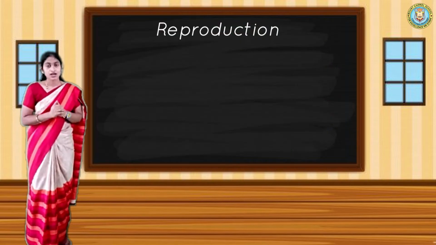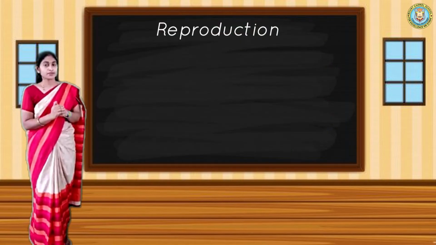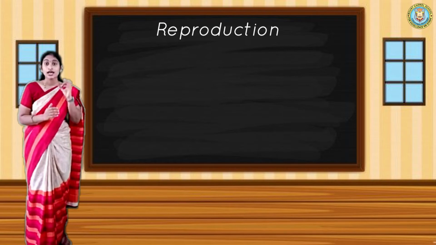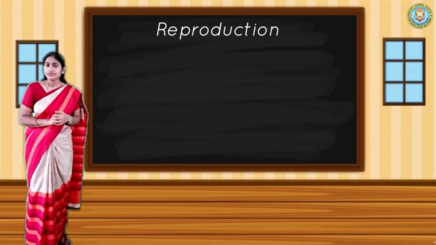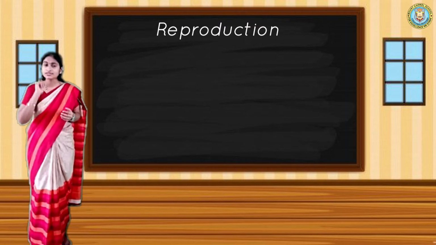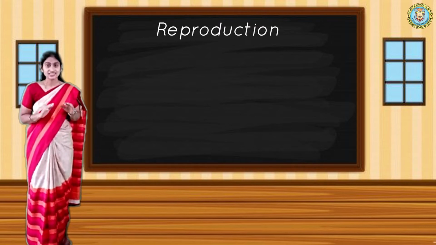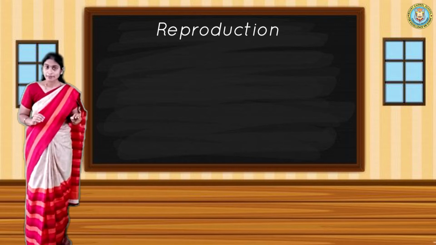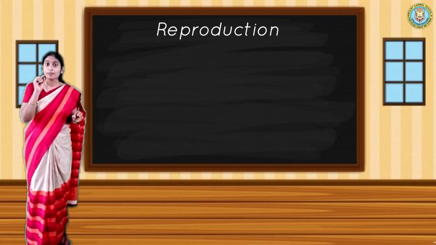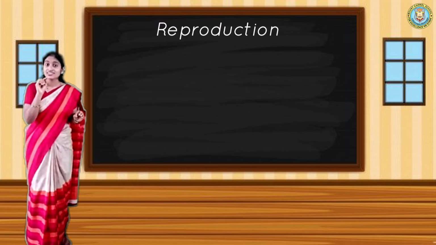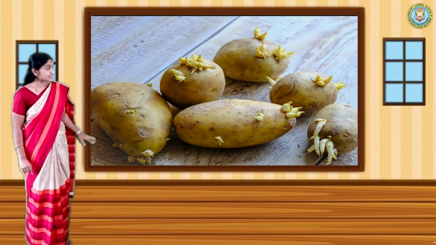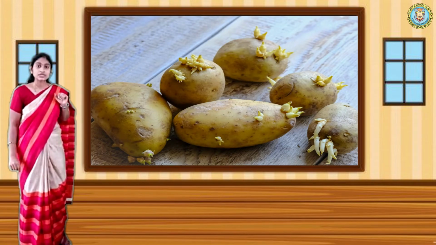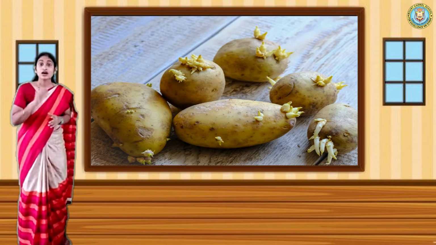Let us move on to the next example. Have you seen a potato? And in that potato, have you seen the small buds? Yes, in this rainy season, what happens? The small buds start to grow. Have you seen that? Let us see an image. See here, the small buds are there. What do we call them? Eyes.